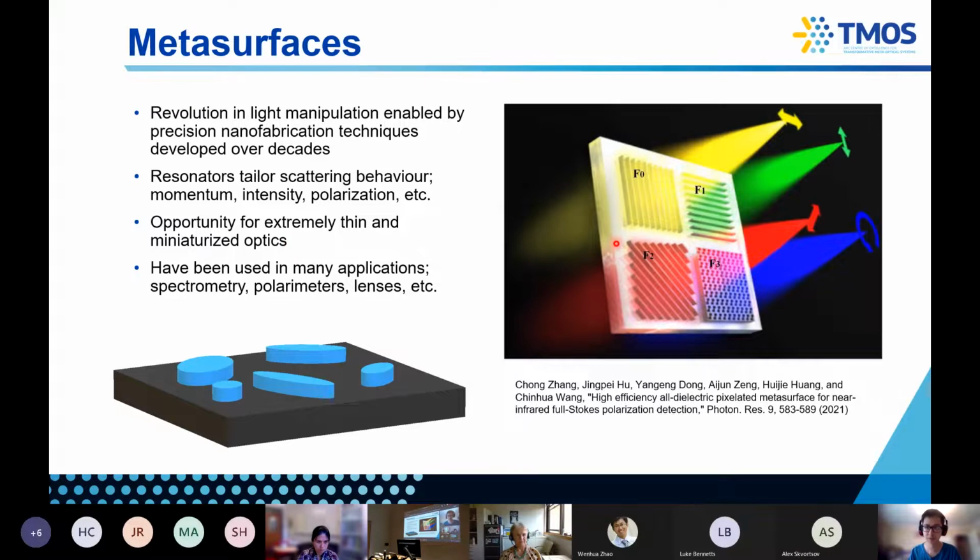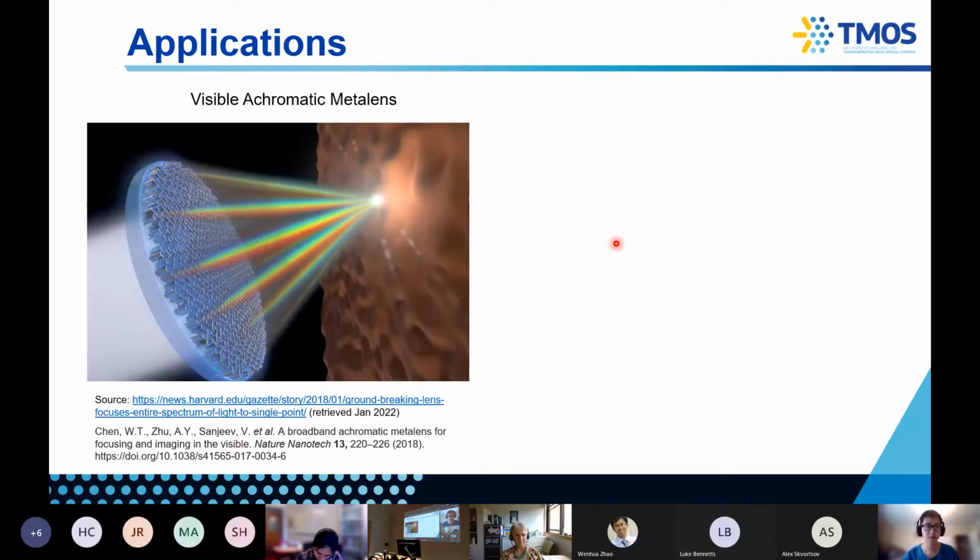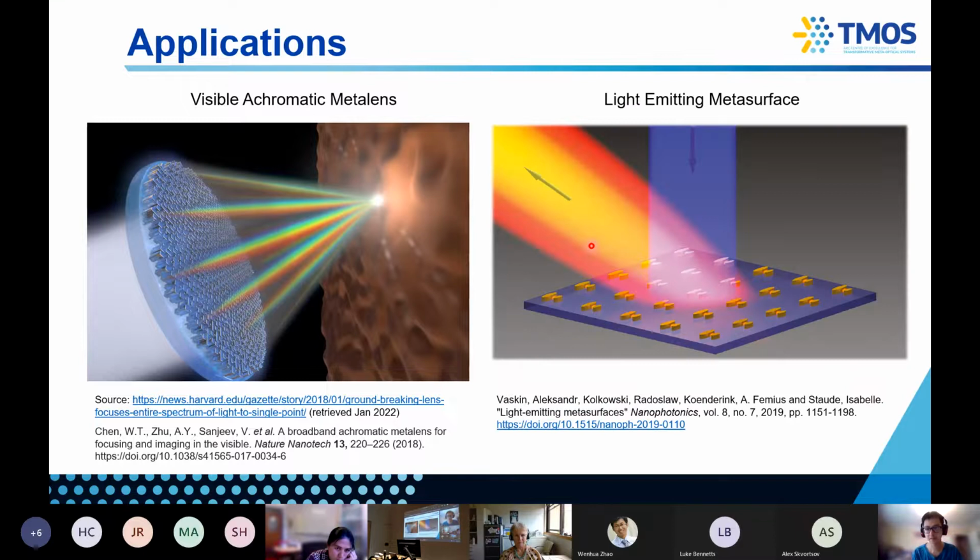On the right is a work demonstrating the polarization selectivity of certain metasurfaces. Other applications include visible achromatic meta lenses with very high NAs, numerical apertures. And they also enable strong light matter interactions, which will lead to even light emitting metasurfaces.